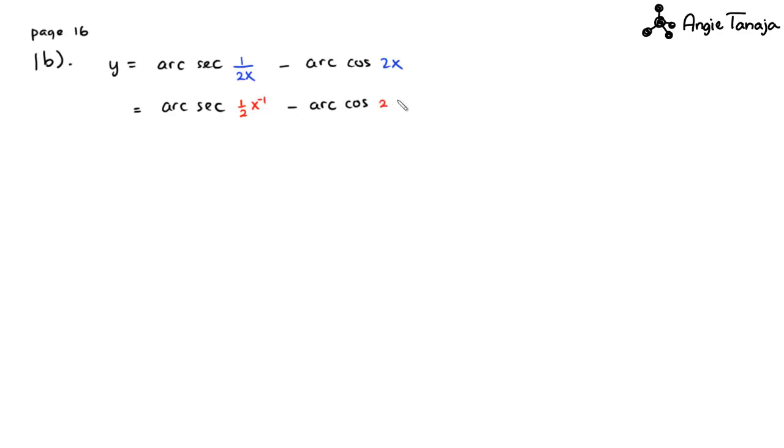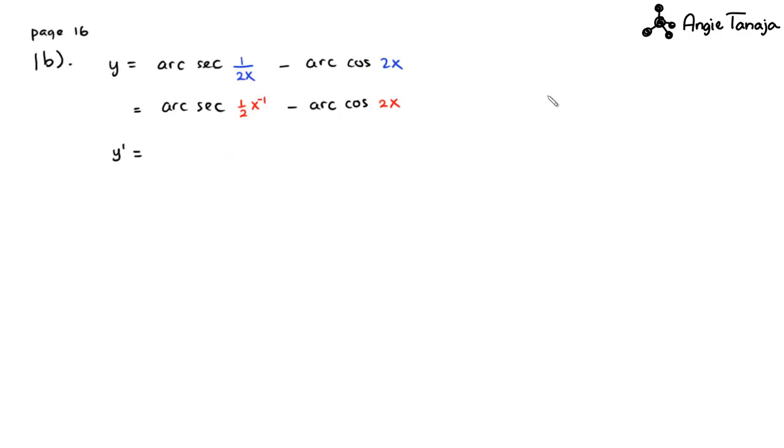Yeah, we have y equals, page 16. So we have arcsecant of 1 over 2x minus arccos of 2x. Okay, so let me refine the form. This will be arcsecant of half x to the minus 1 minus arccos 2x. Now let's try to differentiate this.